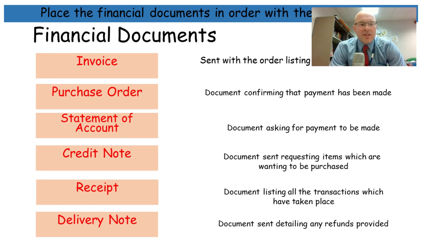Now, a credit note is a document which gives you the ability to have a discount, an amount of money removed from the bill. That could be from the bill that you're paying now or a future one, for example. So it's basically a document listing any discount you're entitled to. And last but not least, your statement of account is the document that records all the transactions that have taken place. So any purchases you've made or any credit notes that you've been given, it'll give you a figure overall. That is your financial documents.